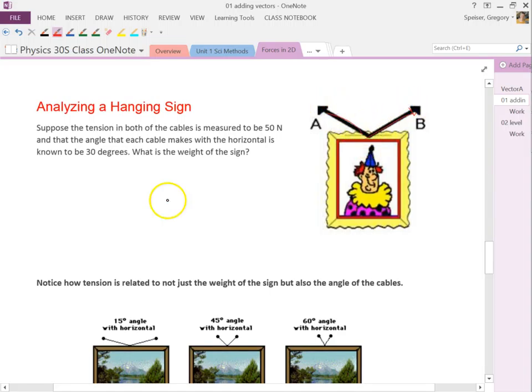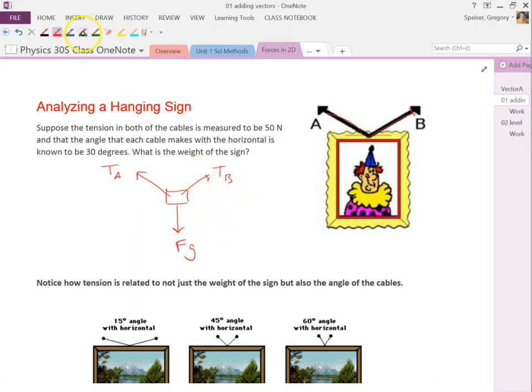So if we were to draw a free body diagram of the sign, I guess we would have the force of gravity downwards, and then we would have a tension force this way and a tension force that way. I guess just to keep track of the two tension forces, we could say TA and then TB over here. And if this is equilibrium, these three forces would add up to 0. Okay? Well, we can kind of break these up a little bit.